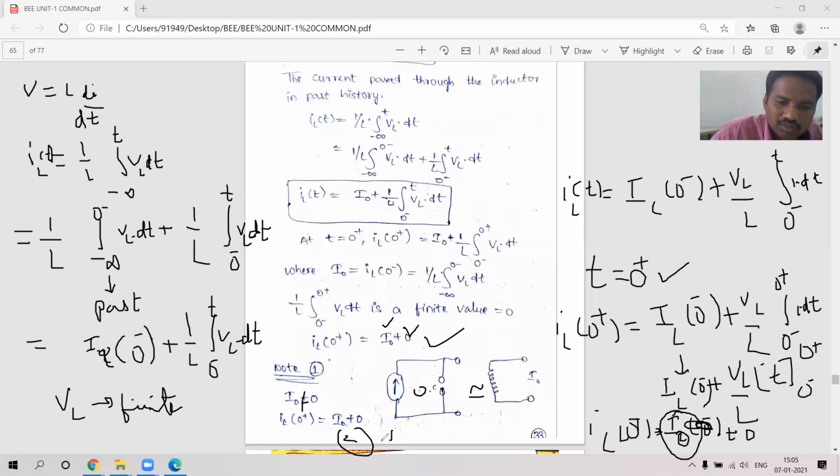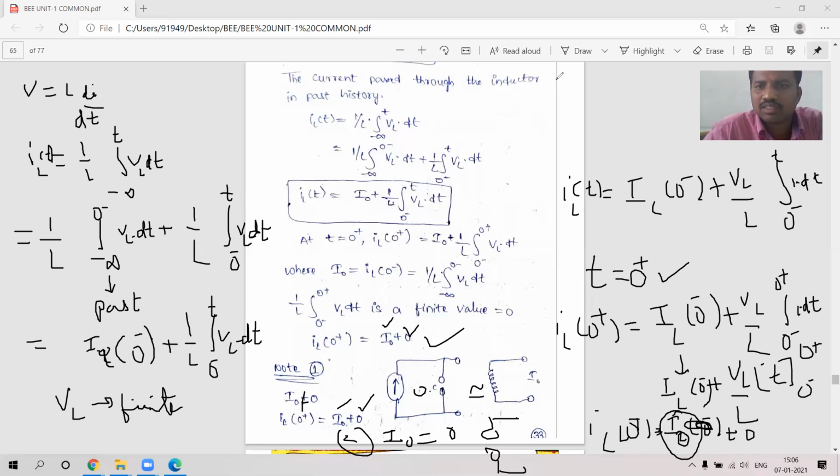If I naught is equal to 0, IL(0+) will be, that means when the switch is on, we are going to get both the circuits as open circuit. That means simply the inductor is replaced by open circuit. Initially it is open circuit. After some infinite time, the inductor is replaced by short circuit. This is all about the inductor.